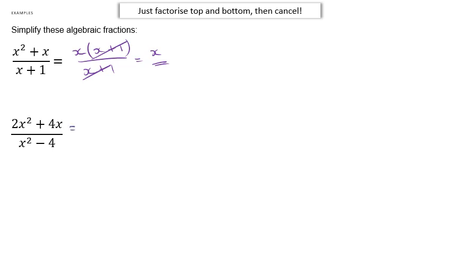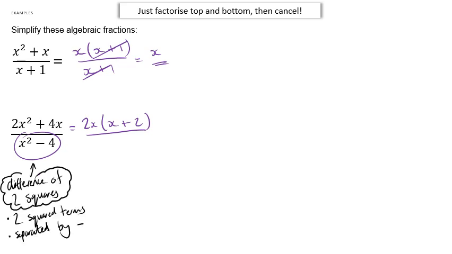Here we can factorise the top. We can see 2x is a factor of both of these terms here. And on the base, hopefully this looks familiar. This is an example of difference of 2 squares. And it's the difference of 2 squares because here we've got a square term, we've got x squared. Here we've got a square term, we've got 2 squared, and it's being taken away.